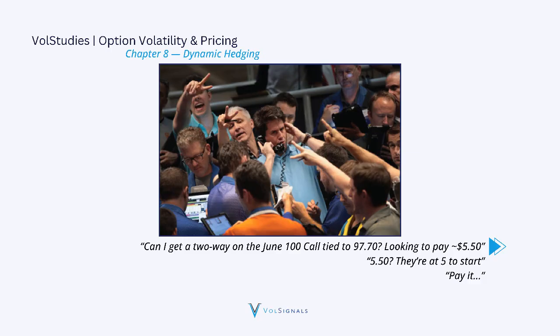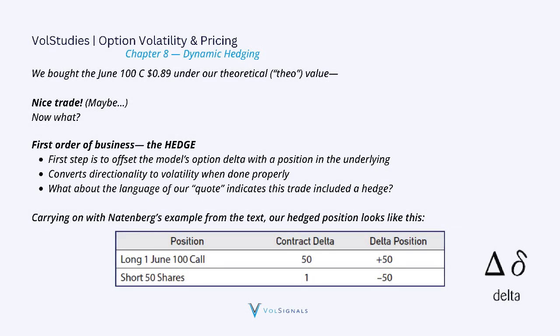This happens frequently. Markets cross, market makers are off, etc. Whatever the case, here we have market makers starting out below our value. So what do we do? We lift the calls. We buy the June 100 call 89 cents under our theoretical value. Nice trade, right? Well, maybe. We have to see how it actually pans out.